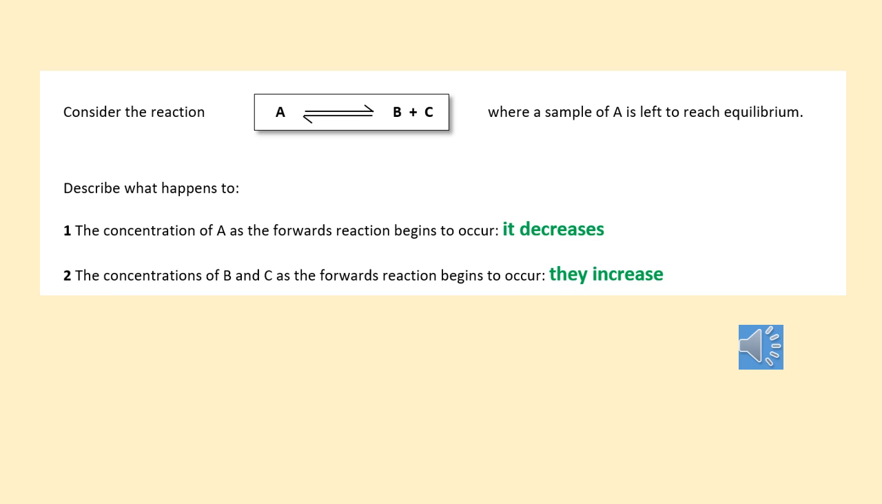the concentration will decrease. Then part two, what will happen to the concentrations of B and C as the forward reaction begins to occur? Well, at the start there was no B and C, and then as the forward reaction starts to happen, A changes into B and C, which means the concentrations of those two will increase.